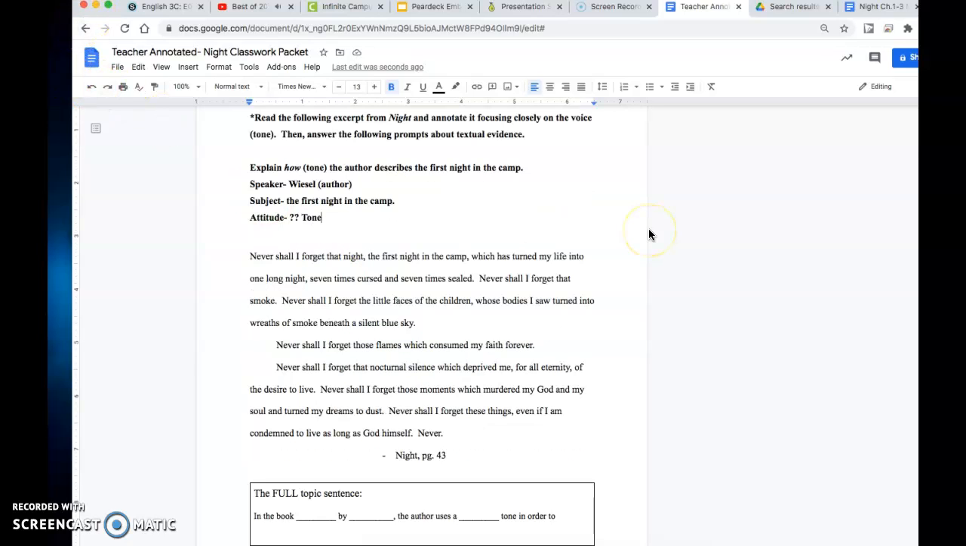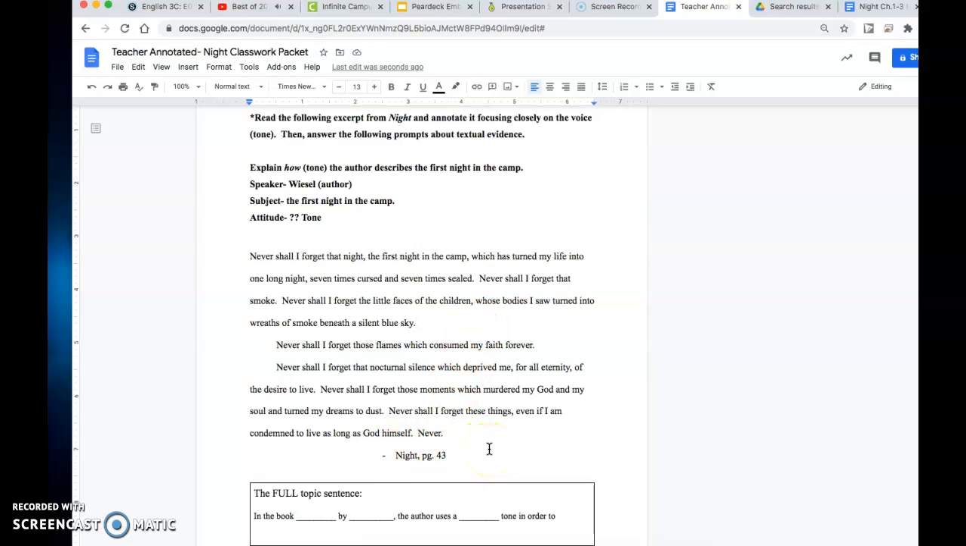Now that we know what we're looking for, Elie Wiesel's attitude about the first night in camp, we're going to go ahead and annotate this. Remember, annotating online, you're just going to highlight and click this little blue box, and it'll leave you little notes over here. If you're doing it on paper, then you can do it however you'd like. So I'm going to read the passage first. This is from page 43.